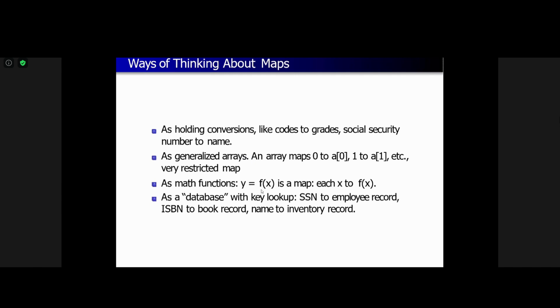Okay. You can think of them as related to math functions. And you can also think of them as related to databases. So when you have social security numbers to employee records, you could have that in a database table, and the social security number could be the primary key for lookup. But you can have it in memory with a hash map or a tree map. Similarly, you could look up books by ISBN or names to inventories and so on. So they're just terribly useful.